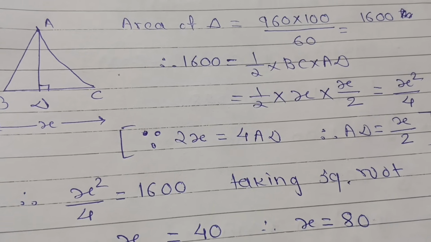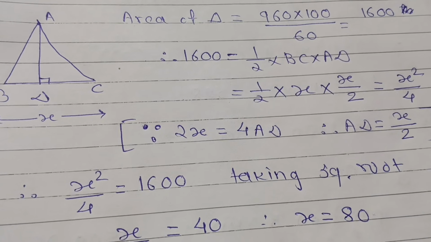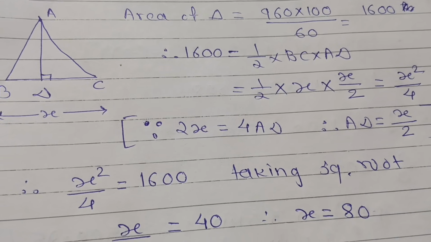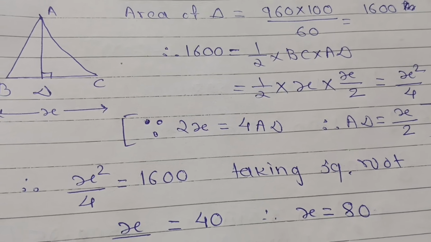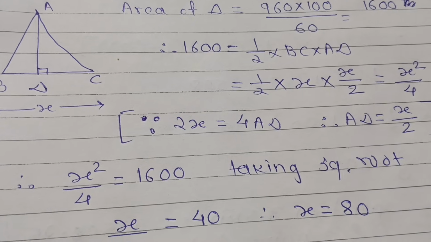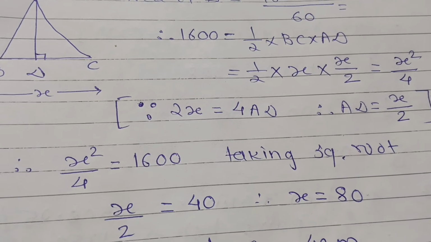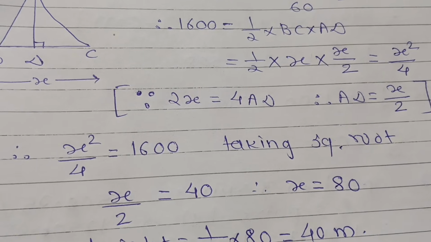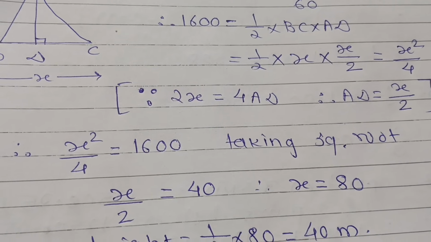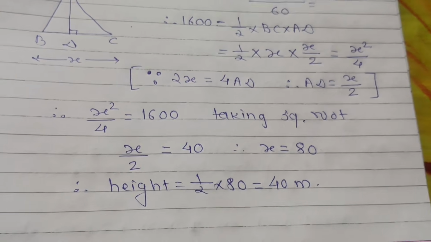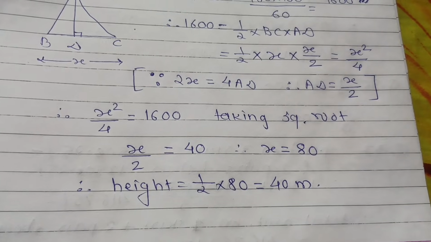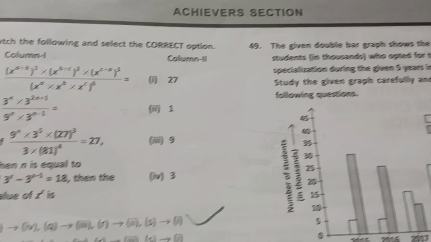Now put the formula half into base into height, and as per the given condition, twice the base is equal to 4 times the height. So let the base be x, so the height will be x by 2. Putting the values in the formula of the area of a triangle, we get the value of x equal to 80, but the height is half of 80, that is 40 meter. Hence option D. Let's start the achiever section.